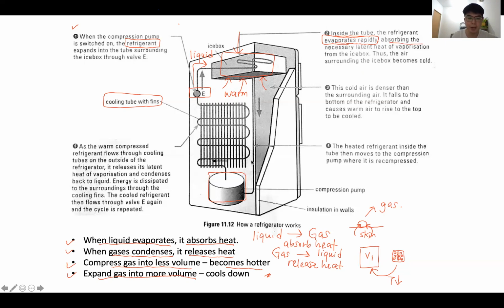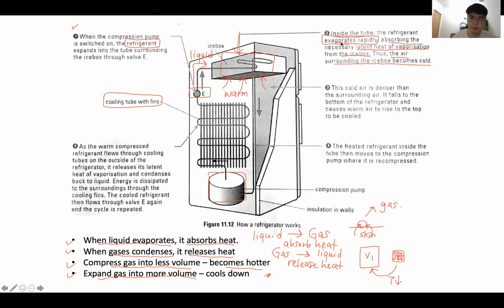What happens when it evaporates? It absorbs heat, right? So it absorbs the latent heat from the ice box, from the air surrounding the ice box. As it absorbs the heat, the air surrounding the ice box becomes cold. Then you get cold air inside the refrigerator.